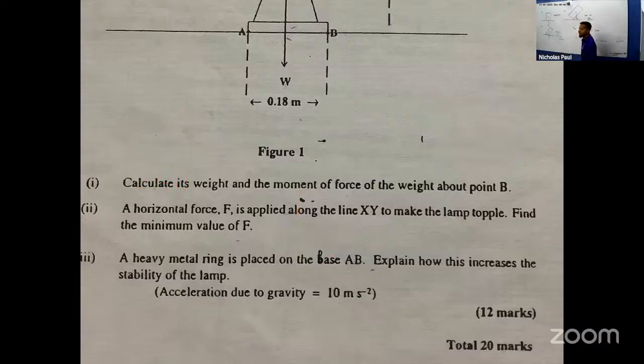Part 2 is a little tricky. The hint I'll give you for part 2 is to look back at what we did before. You have a horizontal force F now, applied along XY. Find the minimum value.